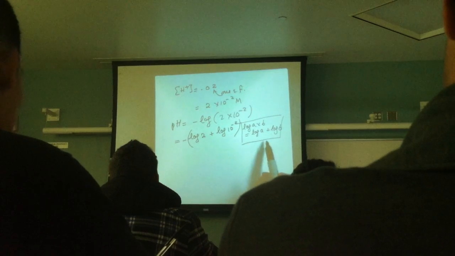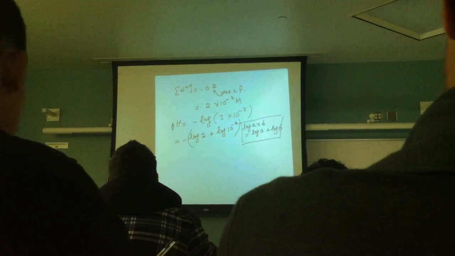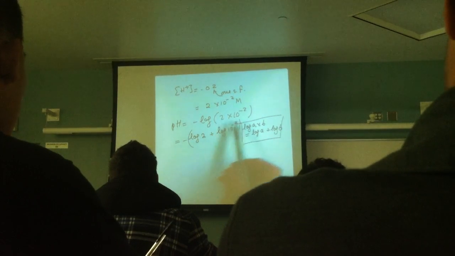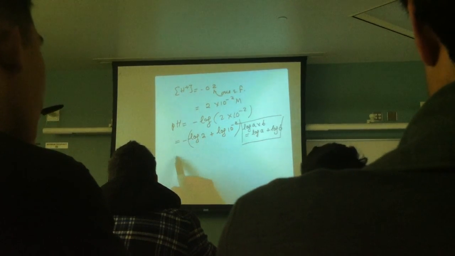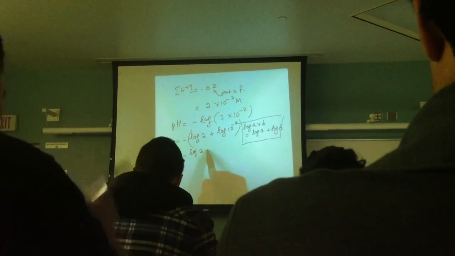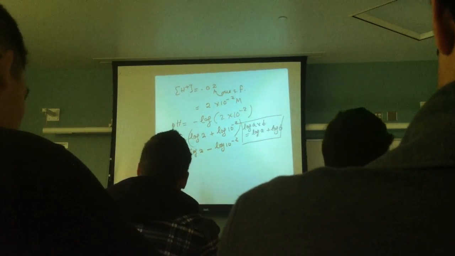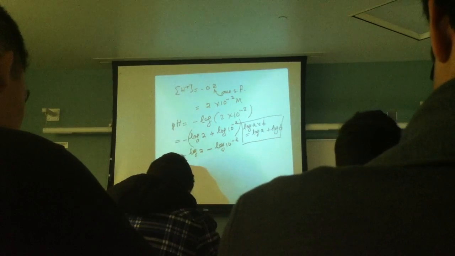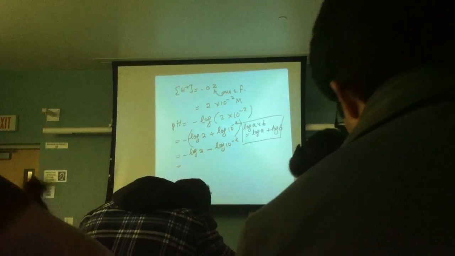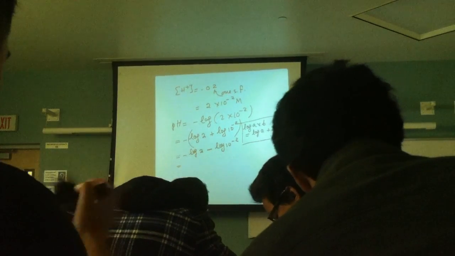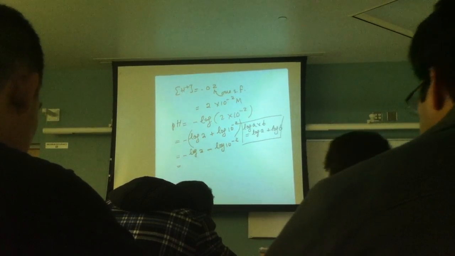That's A, that's B. Negative log 2, negative log 10 to the negative 2. How can I find log 2? Would you kindly get your calculator out? The calculator you're going to use during the exam. Get your calculator out, the one you're going to use in the exam.